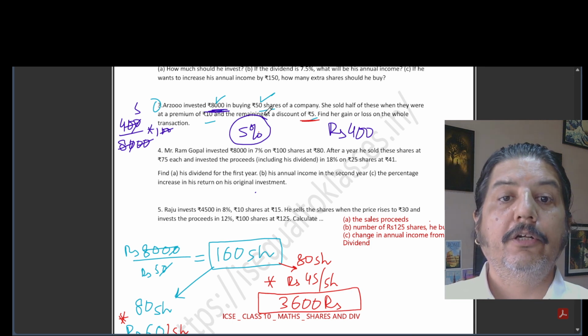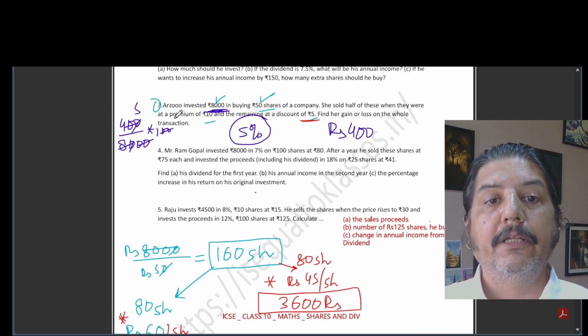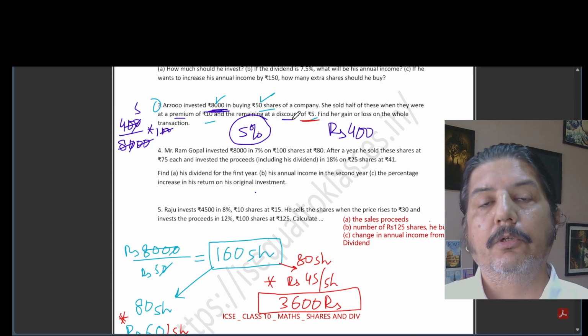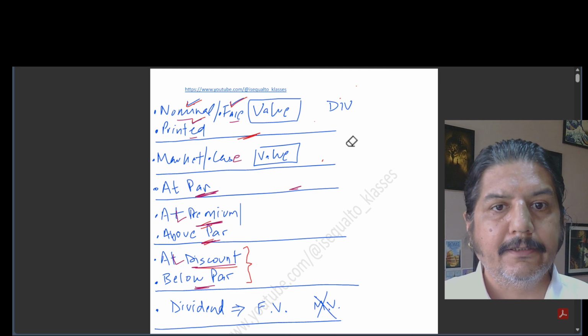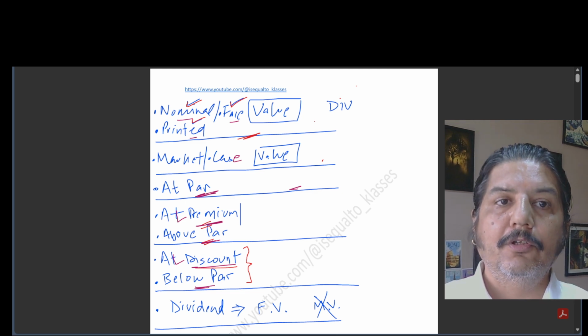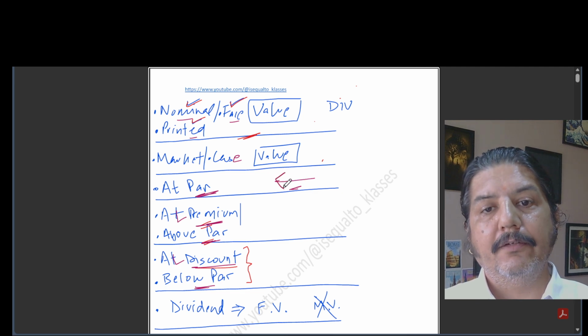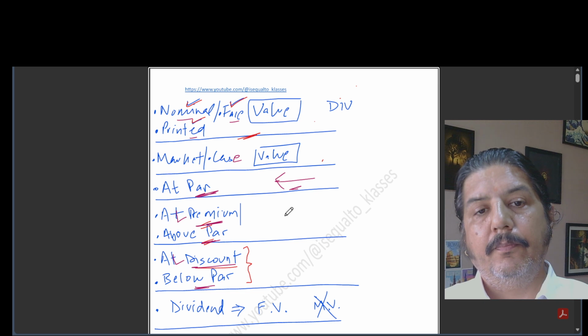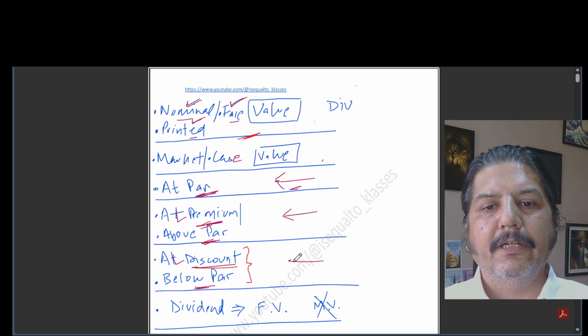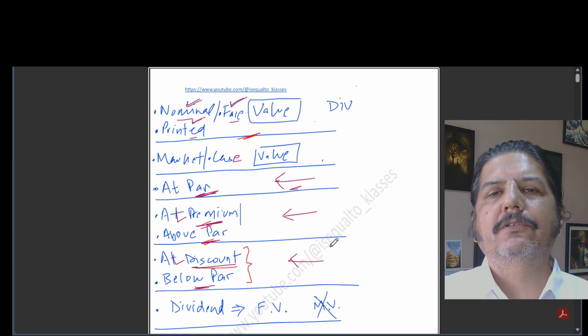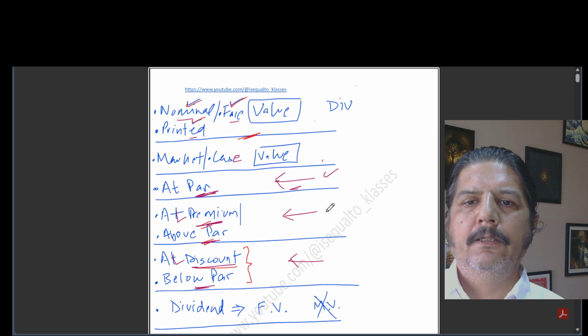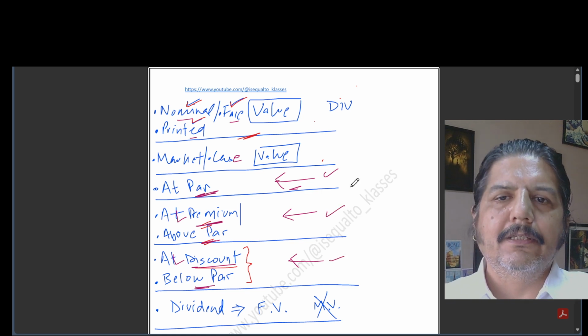Now, what you need to understand is the meaning of premium and the meaning of discount. That you should understand, because this can come as an MCQ also. So we can have three conditions. We can have a share at par, we can have a share at premium or above par, or we can have a share which is selling at discount or below par. You should understand this. I have discussed this in detail in the first question.